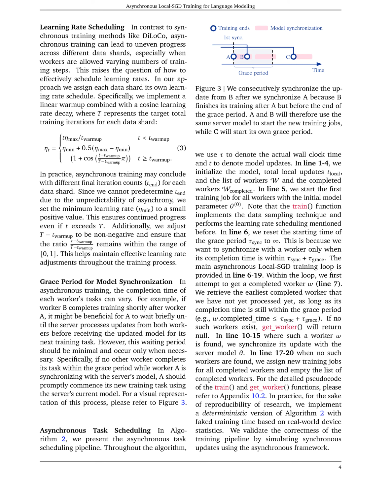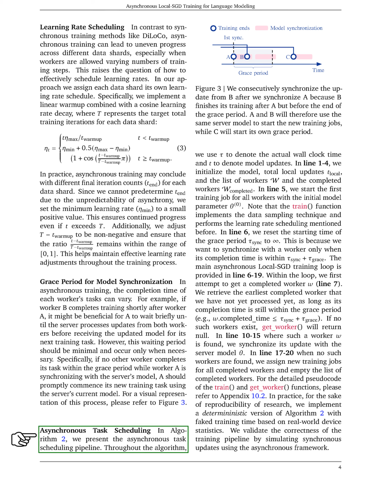Section Summary. The section describes the asynchronous Local-SGD pipeline design, where a central server controls workers and asynchronously aggregates their updates. It also explains the data shard sampling technique to balance learning progress across workers and the learning rate scheduling approach for each data shard. Additionally, it introduces the concept of a grace period for model synchronization and presents the asynchronous task scheduling pipeline.